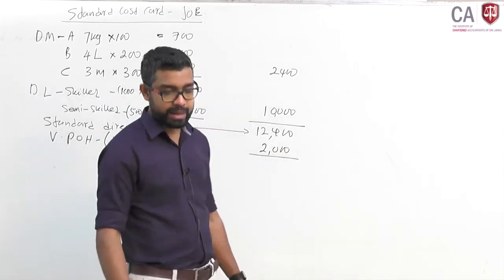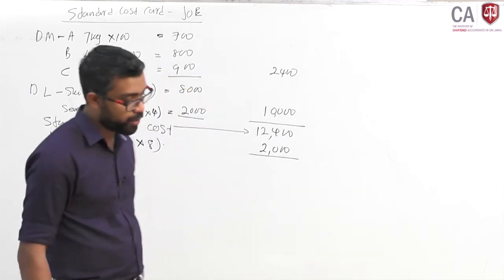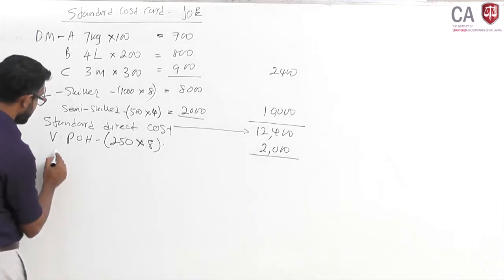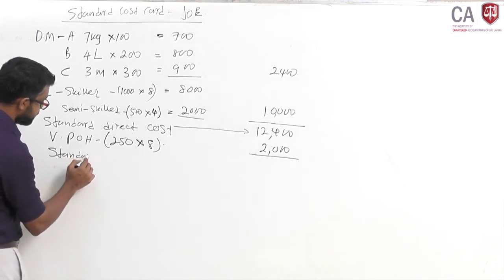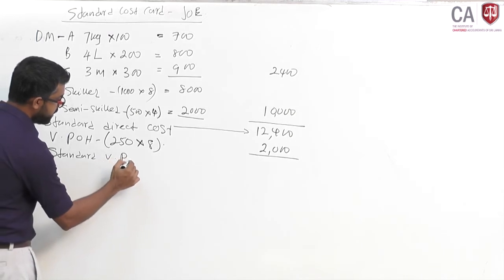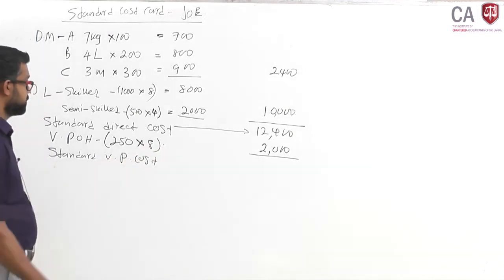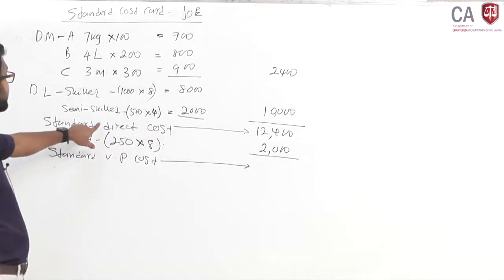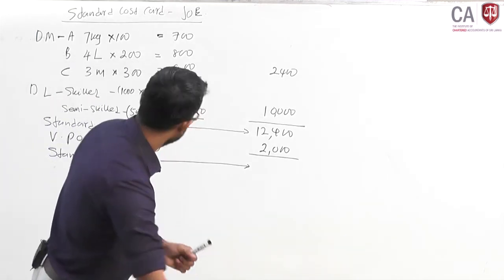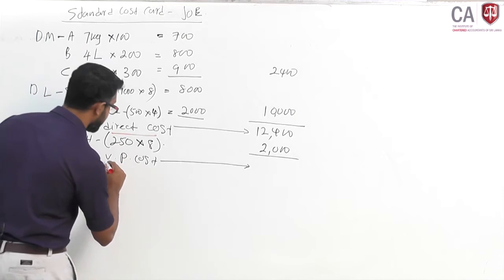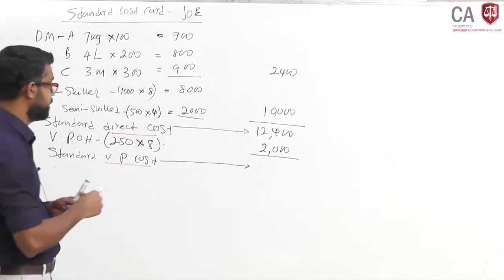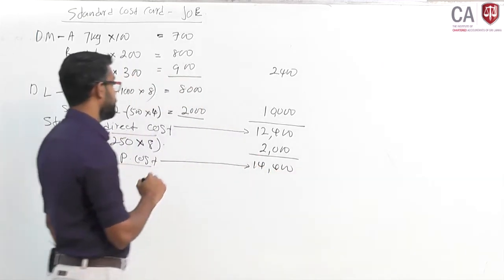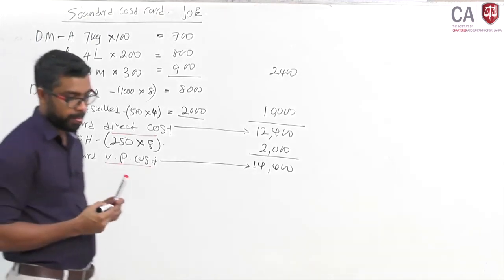When you add variable production overhead, you have standard variable production cost. Standard, all are standard. Variable production cost. Not overhead, production cost now. හොඳට බලා ගන්න මේක. මේ ඇවිල්ලා variable direct cost. Here variable direct cost. Here variable production cost. Don't say overhead. This is not overhead. 14,400.